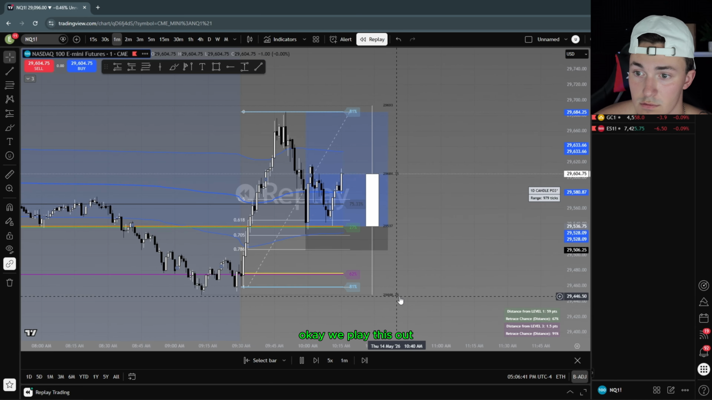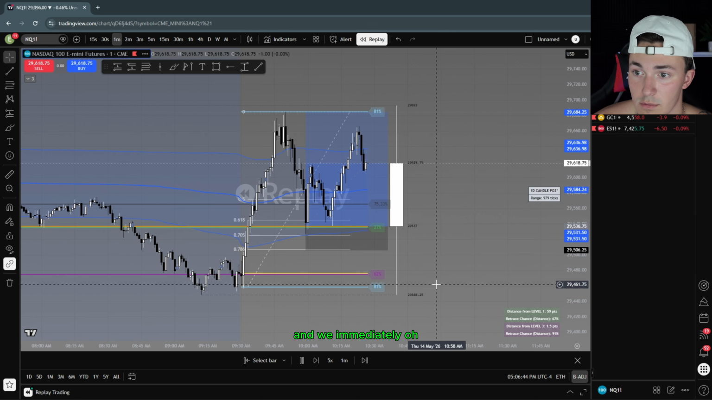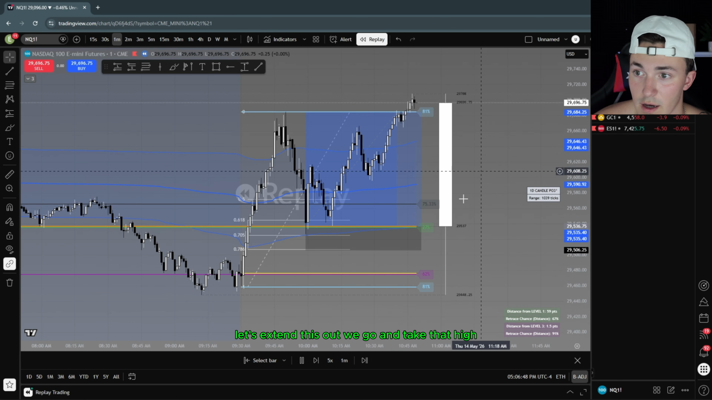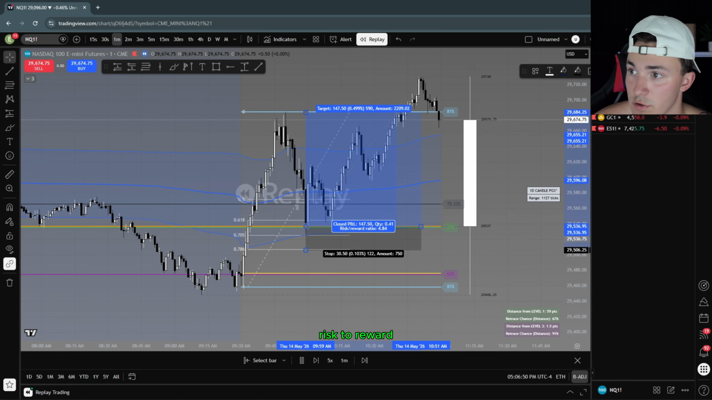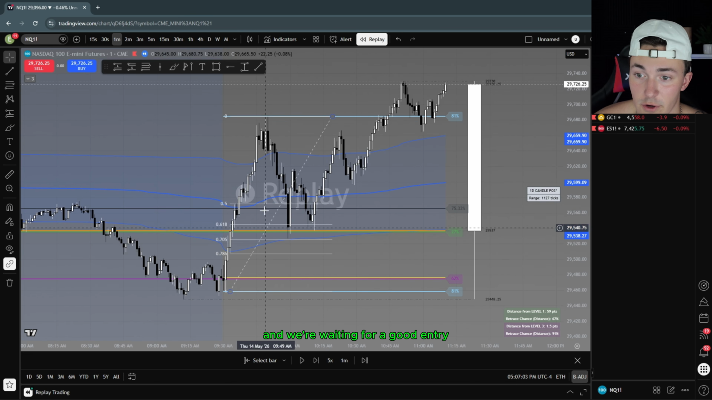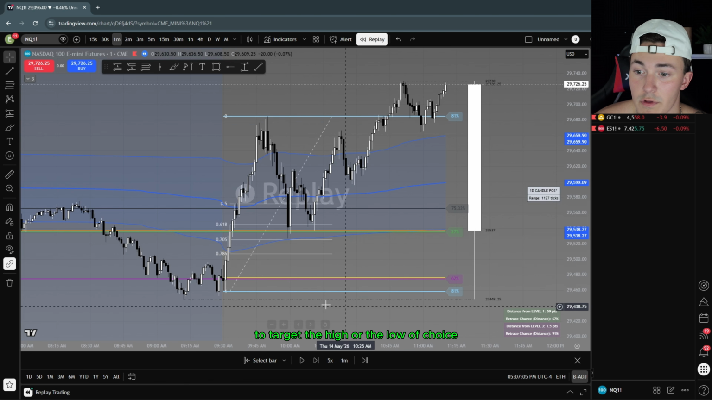We play this out, and we immediately, oh, actually not immediately, let's extend this out. We go and take that high, and we hit TP, another 5 to 1 risk to reward. We're waiting for OTE to get hit. We're waiting for any other confluence that you use in your trading strategy, and we're waiting for a good entry to target the high or the low of choice.